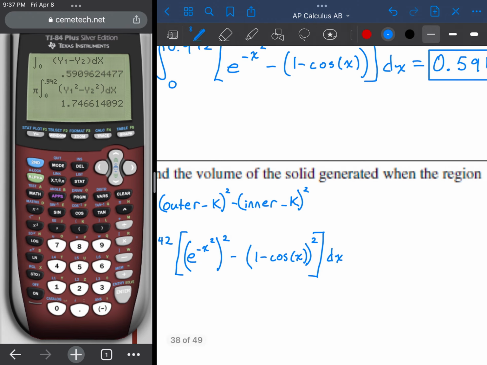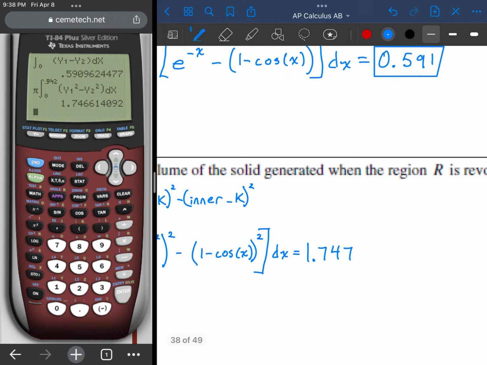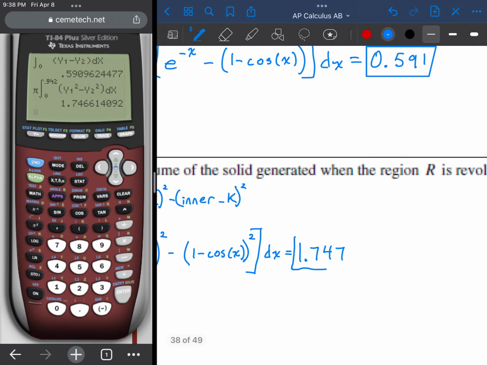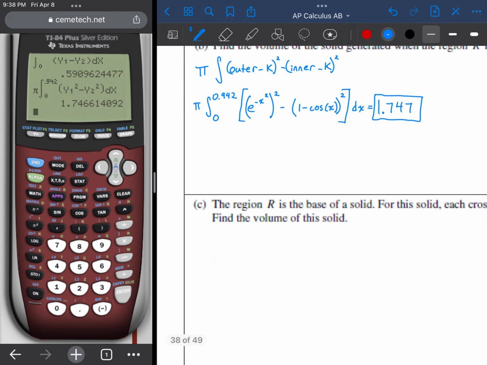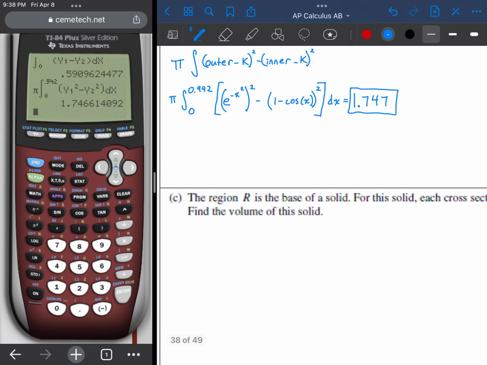1.747 if I'm rounding. So this is equal to 1.747. And we will box that. That is our final answer. Didn't hold it for the square, but that's okay. Moving on. The region R is the base of a solid.